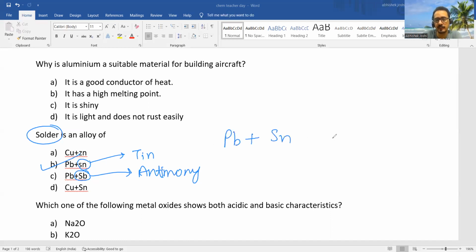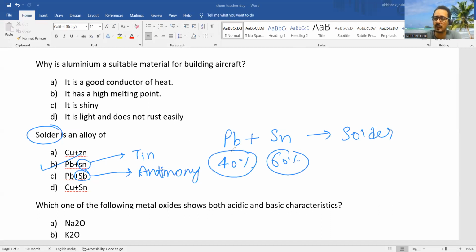So it is like this. This basically constitutes solder, where lead is 40% and tin, Sn, is 60%. So in this manner we prepare a solder. And why is this concentration important, guys? Because if we alter this concentration, then we will not get solder. Something else we would be getting, or you can say it would be an impure form of solder.